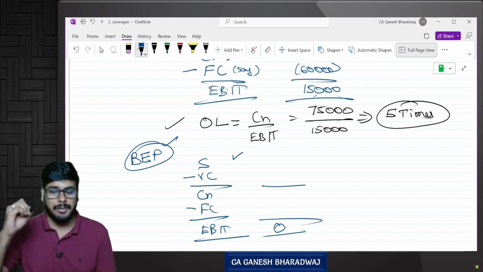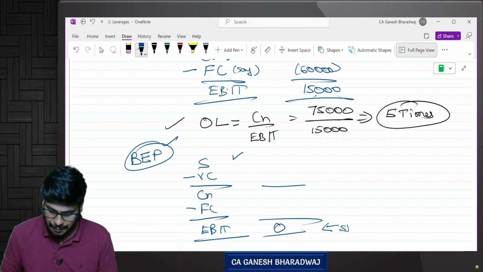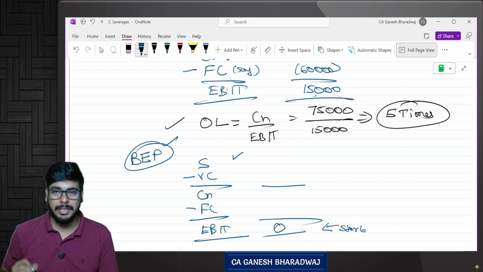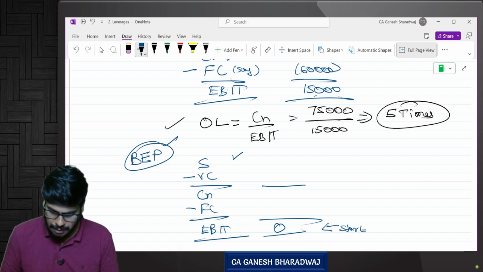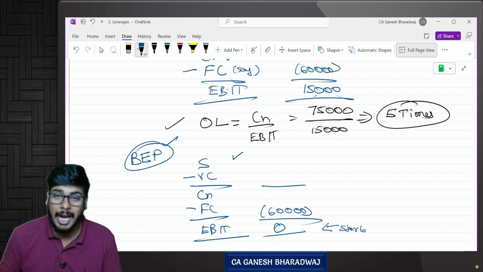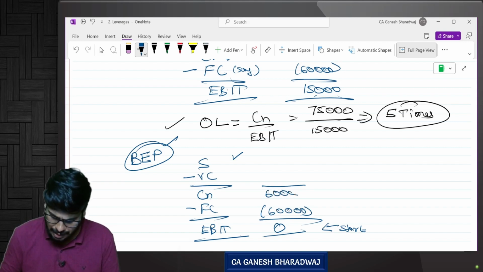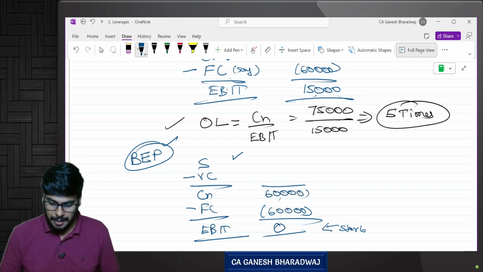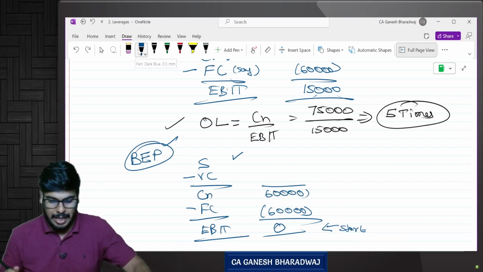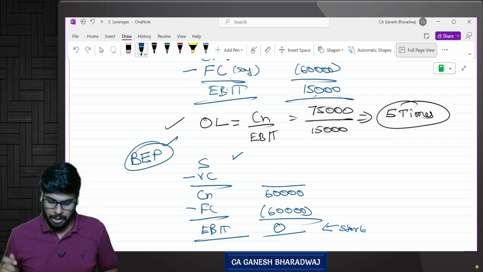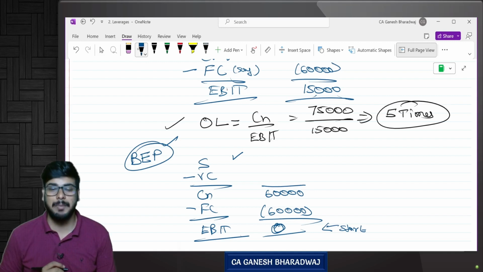So first I will start from here. So for me to earn 0 EBIT, now fixed cost, will it change? No, fixed cost remains to be 60,000. It means that I should be earning a contribution of exactly 60,000, correct? Or in other words, my contribution should be able to recover exactly my fixed cost, correct or not? Only then I will be making a 0 EBIT, correct?